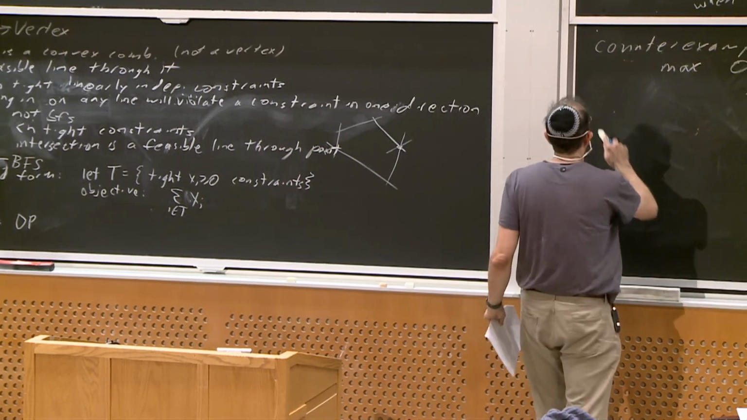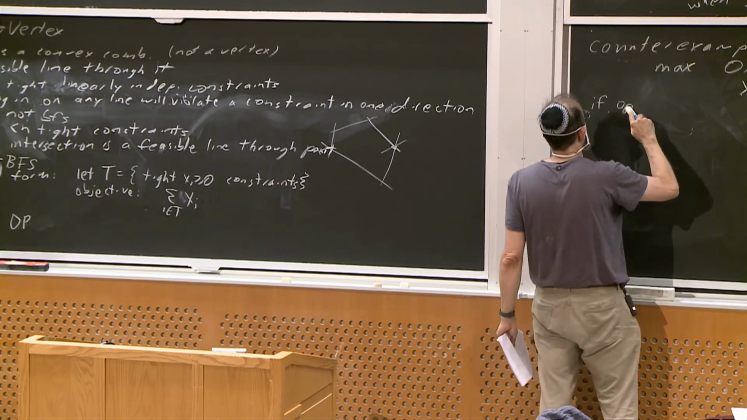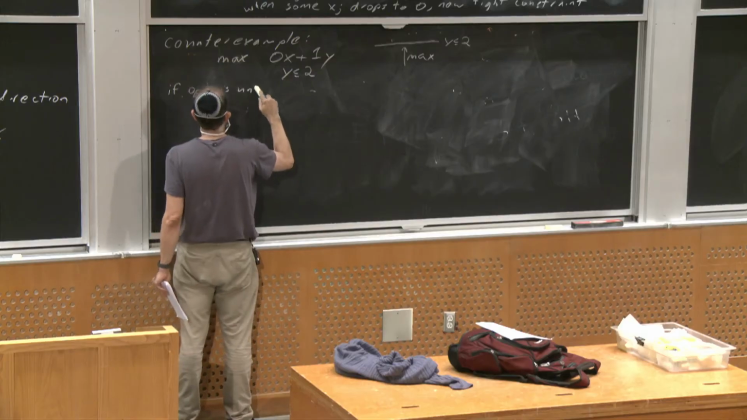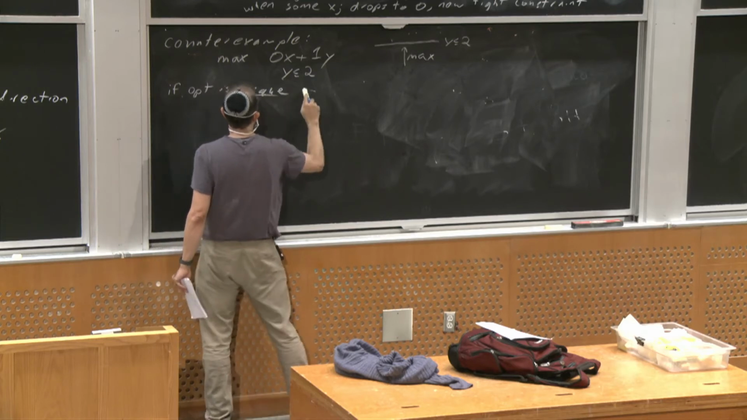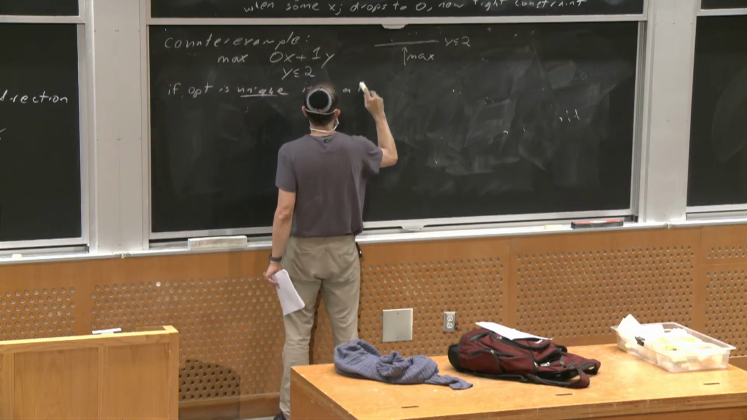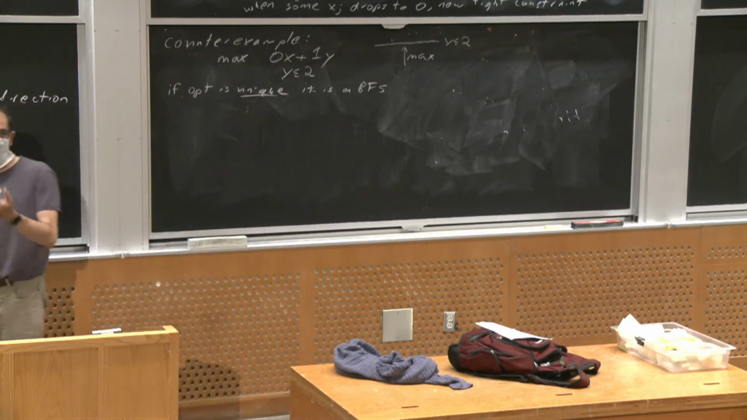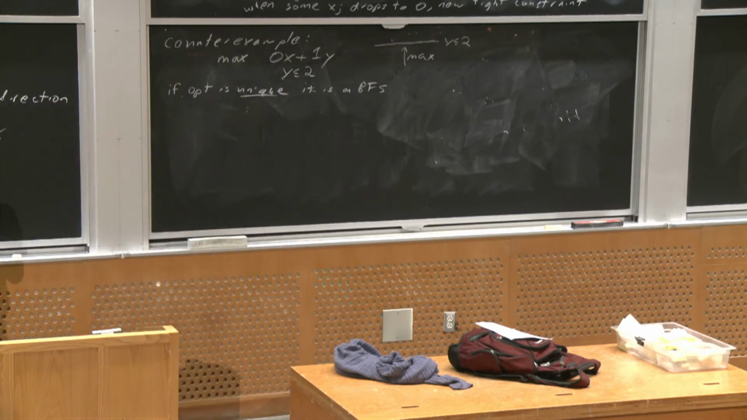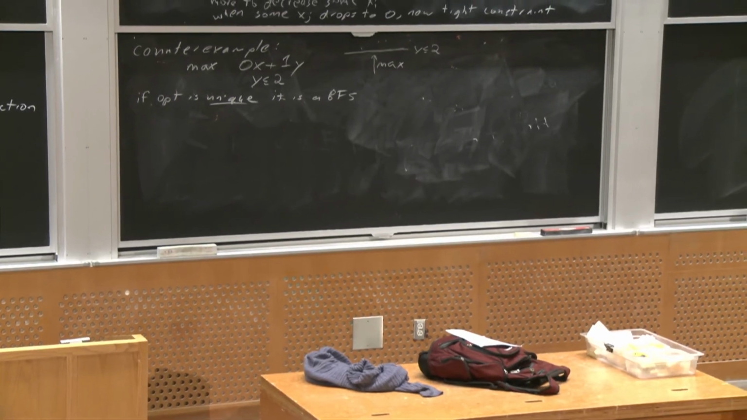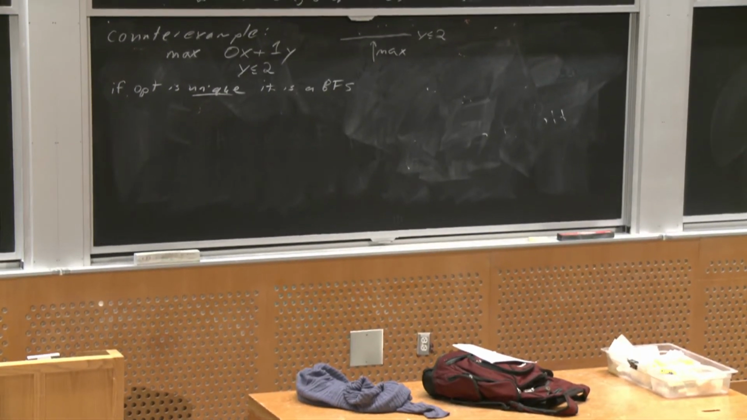On the other hand, if the optimum is unique, then it is a BFS. The only way things can go wrong like this is if your entire boundary or some entire boundary is an optimum, and that means that you've got infinitely many optima. Okay.